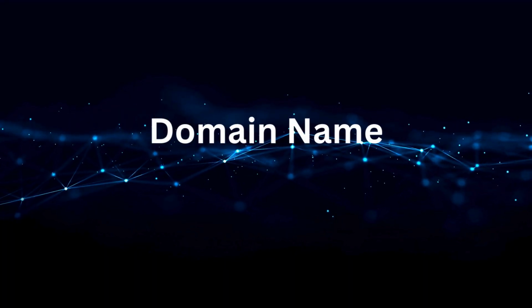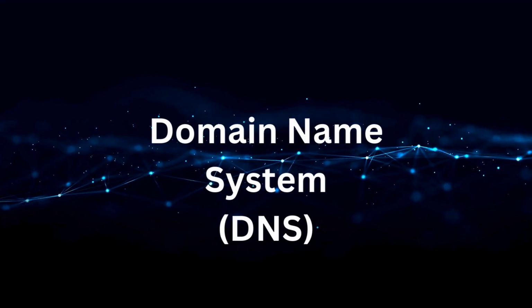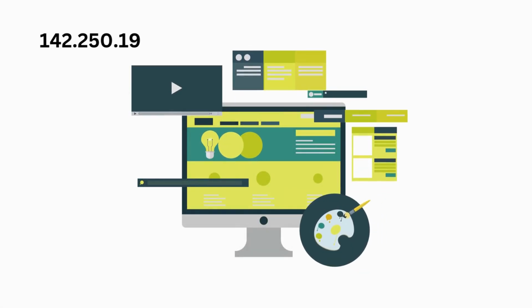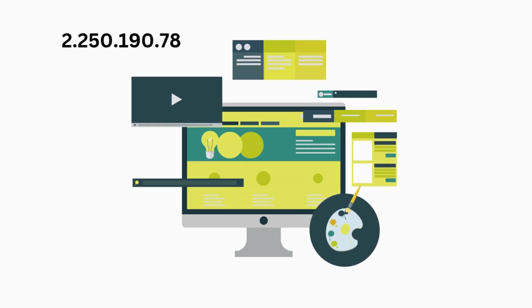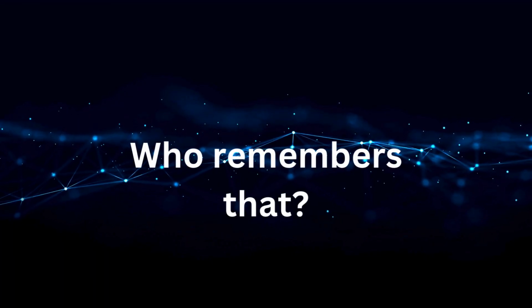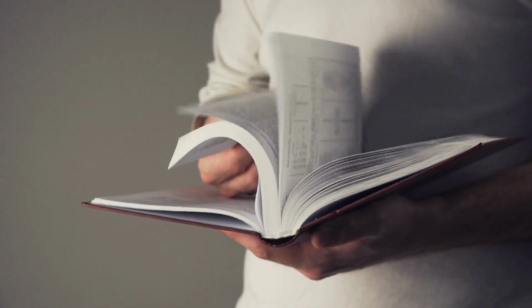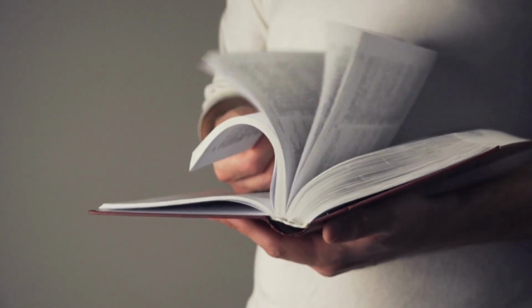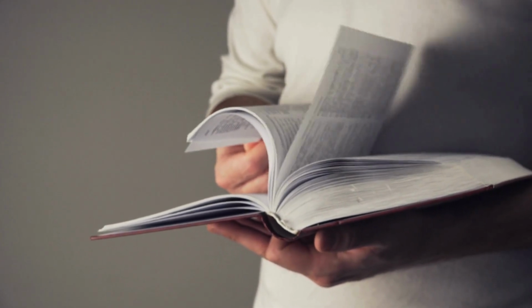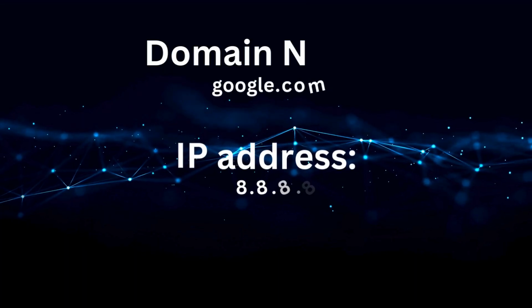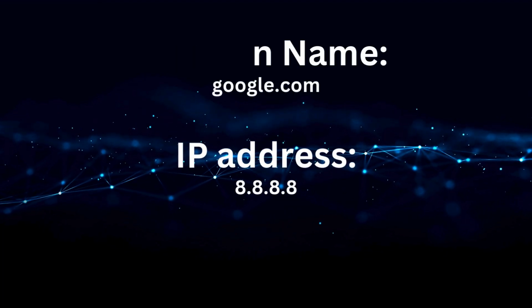Ever wonder how typing google.com gets you to Google? That's thanks to the domain name system, or DNS. Every website has an IP address, like 142.250.190.78 for Google. But who's remembering that? DNS is like the internet's phone book. When you type a website's name, your device asks a DNS server to translate it into an IP address, which points to the right server.